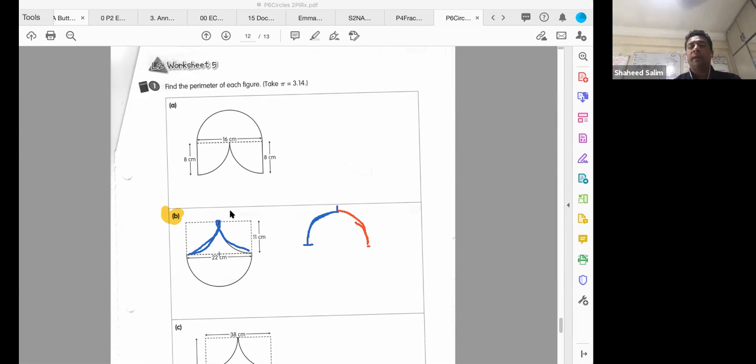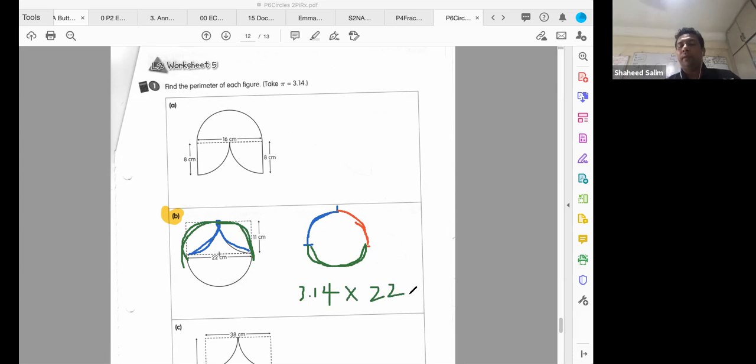Then what about the bottom part? The bottom part is like this. Can you see? This whole thing makes up one circle, one circumference. This one, if I flip it this side, it becomes like that. If I flip it the other side, it becomes like this. So it's actually just one circle. Take 3.14 times the diameter 22, which equals 69.08.